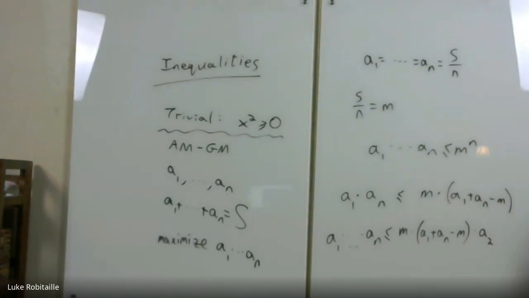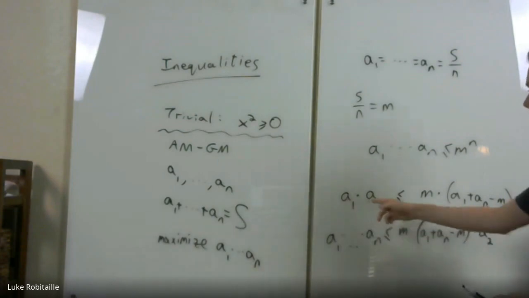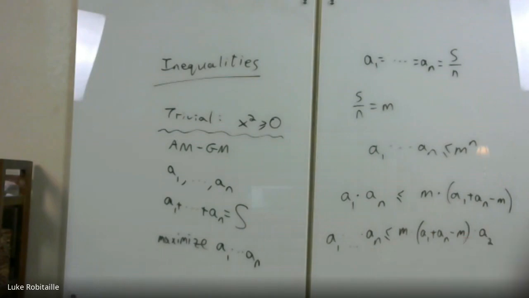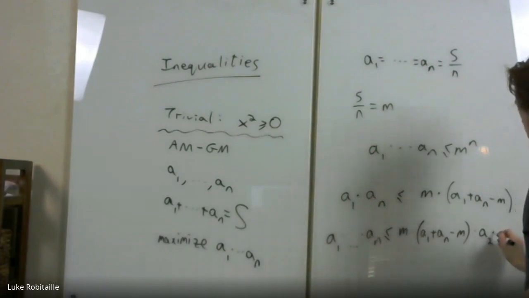Okay, thanks. So we have this A1 times AN less than or equal to M times A1 plus AN minus M. So basically we take the largest and the smallest and we move them somewhat closer together. And now this will let us induct down.